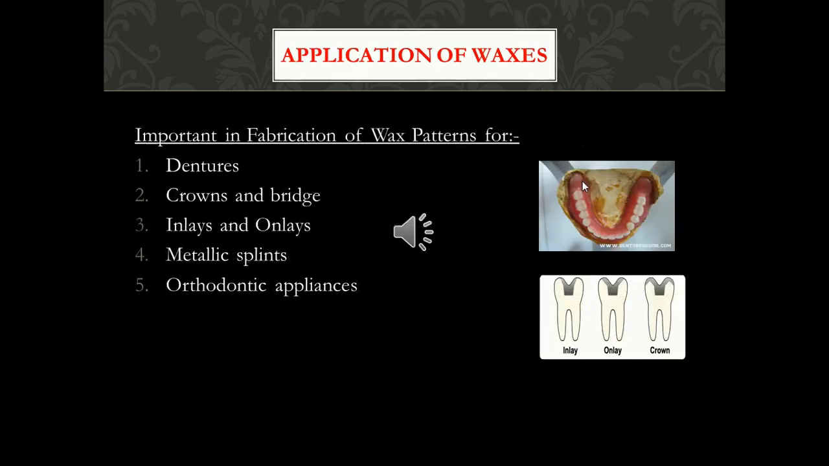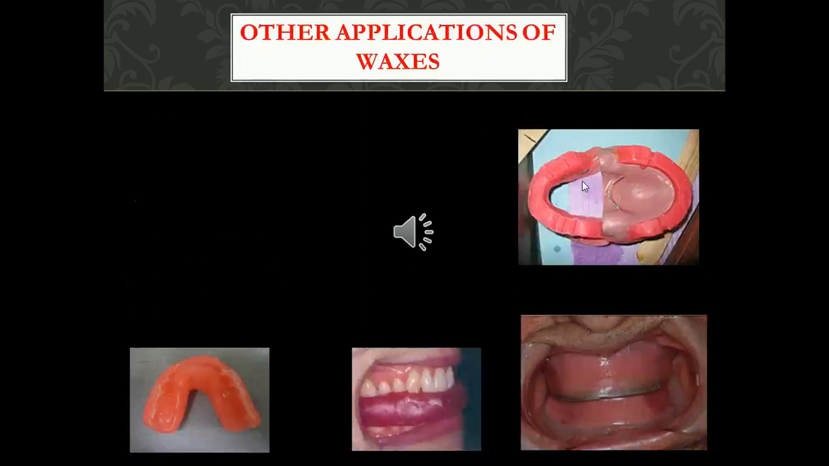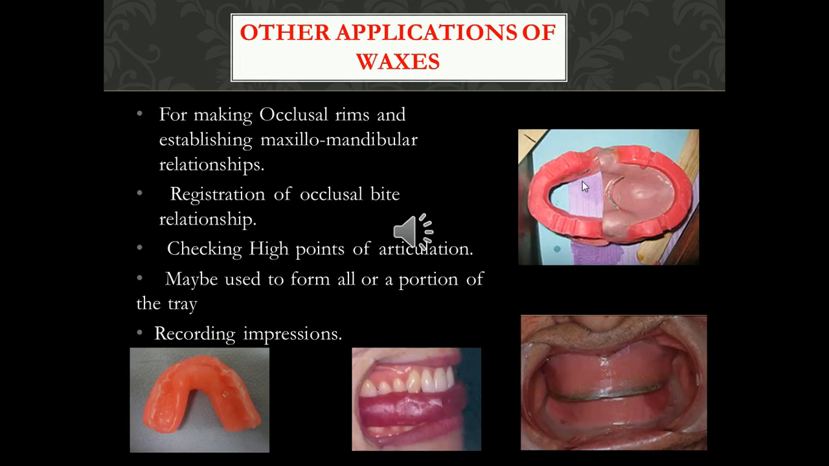Now, what are the uses of waxes? In dentistry, they are important in the fabrication of wax patterns for various prostheses like dentures, crowns and bridges, inlays and onlays, metallic splints, and orthodontic appliances. Apart from that, they have other uses, for example, for making occlusal or bite rims and establishing the maxillomandibular relationship. This is a step that you will be carrying out when you do your denture making procedure of complete and partial denture.